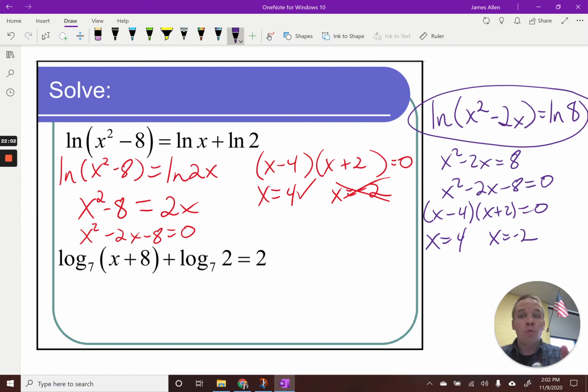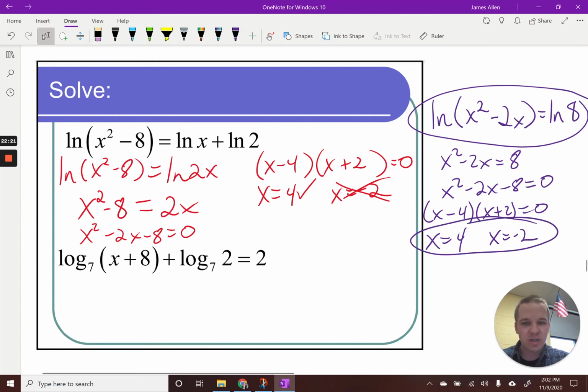I need to now plug it back into the original problem, which is this one this time. If I plug in 4, I get 16 minus 8 is 8, all good there. If I plug in negative 2, I get 4 plus 4 is 8, all good there. So in this situation, both answers work, and in this situation in the red, only one of the answers work. You have to plug it back into the original problem to see if the argument is greater than 0. Okay, this one just happened to work out, whereas this one did not. Okay, so you have to check it.